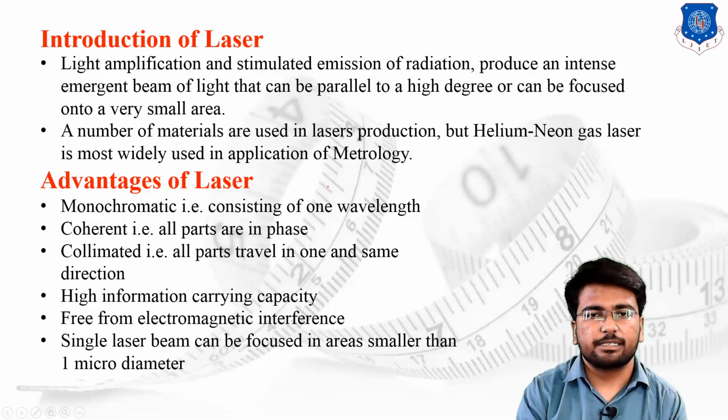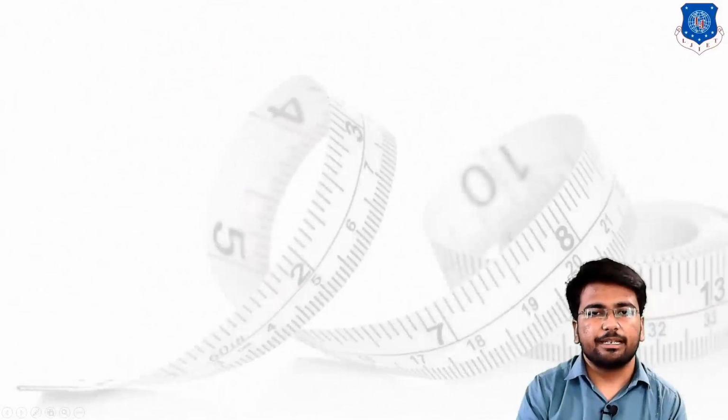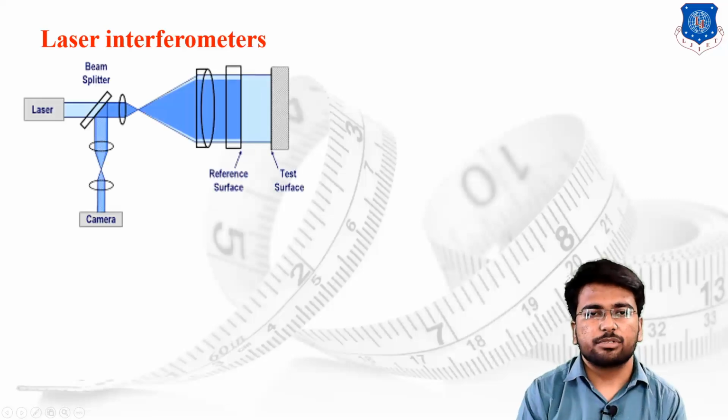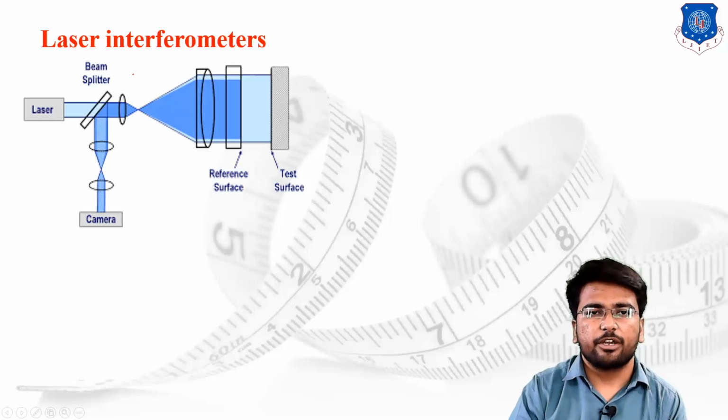Now we are going to discuss the laser interferometer. The instrument which is designed on lasers is known as a laser interferometer. The image shows the laser interferometer, a very basic instrument useful for the interferometry principle. First of all, let us understand that this is the laser production unit.